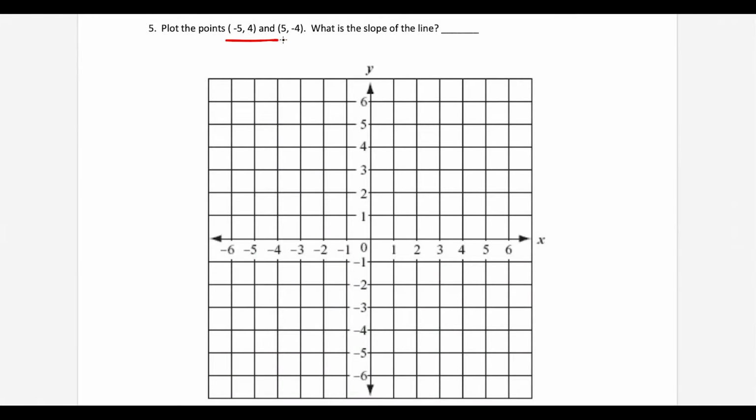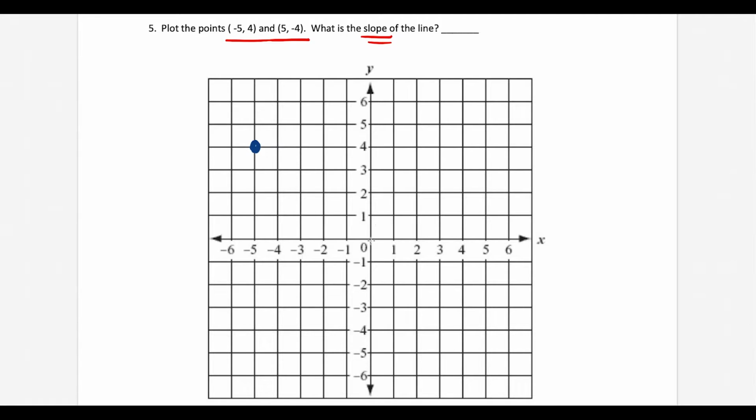Question 5, we're plotting these 2 points, and then we want to find the slope of the line that connects them. So what we're going to do is the point -5, 4, we're going first to the left 5. That first number tells us how far left or right to go. So we go to the left 5 units over here, and then the second number tells us how far up or down to go. So since it's +4, we're going to go up 1, 2, 3, 4 like this. So that's the first point.